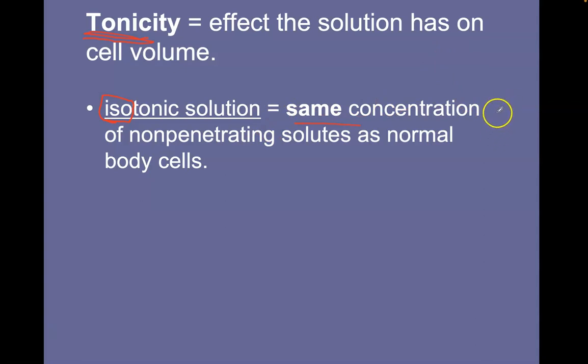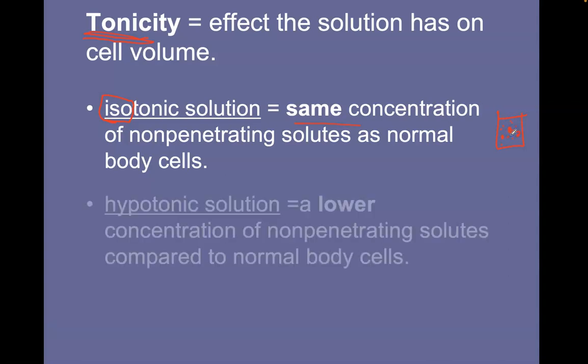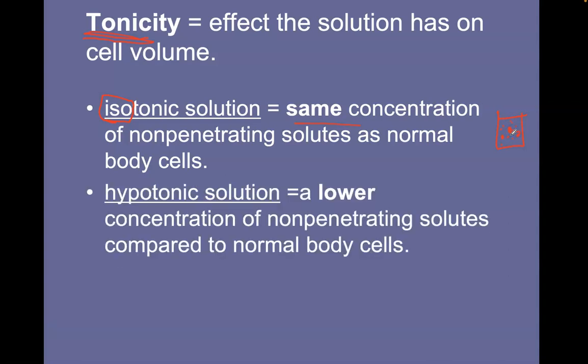So an isotonic solution would mean that here you have a beaker and you have some of your cells, and you put them in a solution where there's the same number of solutes per volume outside the cell as inside the cell. Now, if we have a hypotonic, what does hypo mean? If you know that hypo means low, and tonic means solute, so we have a low solute solution.